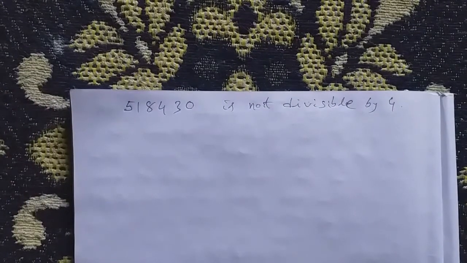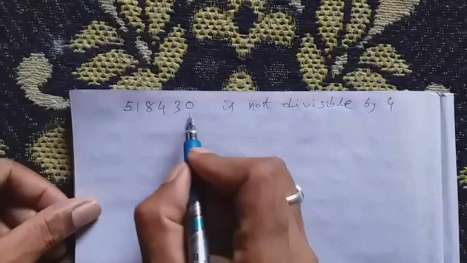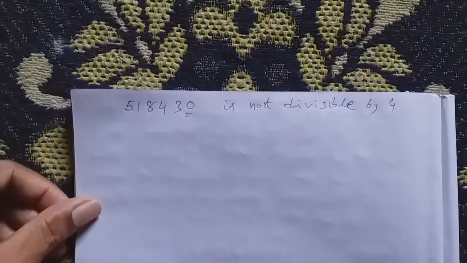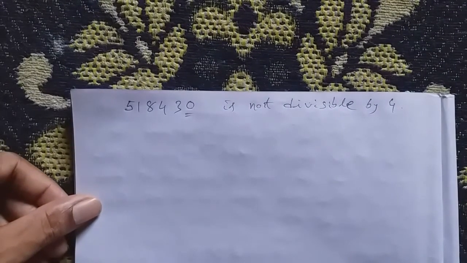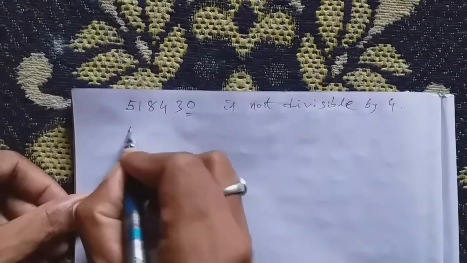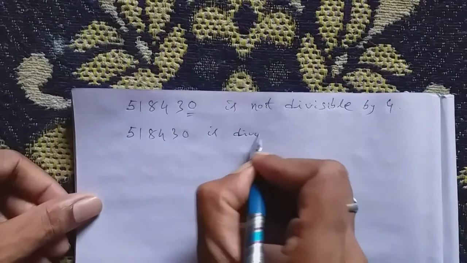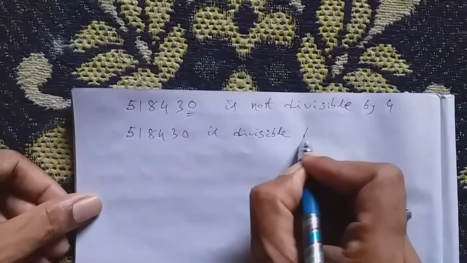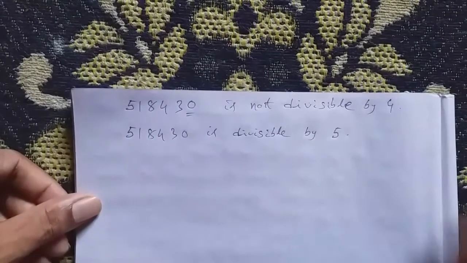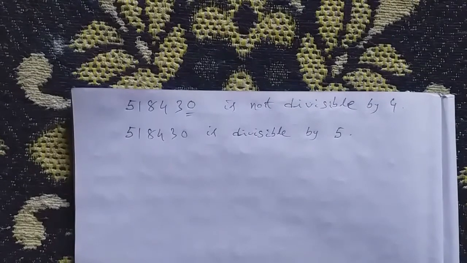Now test for 5. It is easy. The one's place digit is 0, so the number is divisible by 5. So 518430 is divisible by 5.